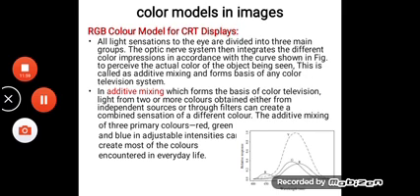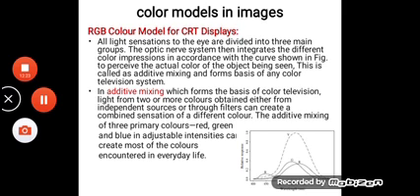To perceive the actual color of the object being seen, this is called additive mixture and forms the basis of any color television system. So what it is basically trying to say is, with the help of the additive mixture of all these three color cones, we can represent any of the colors which are available.